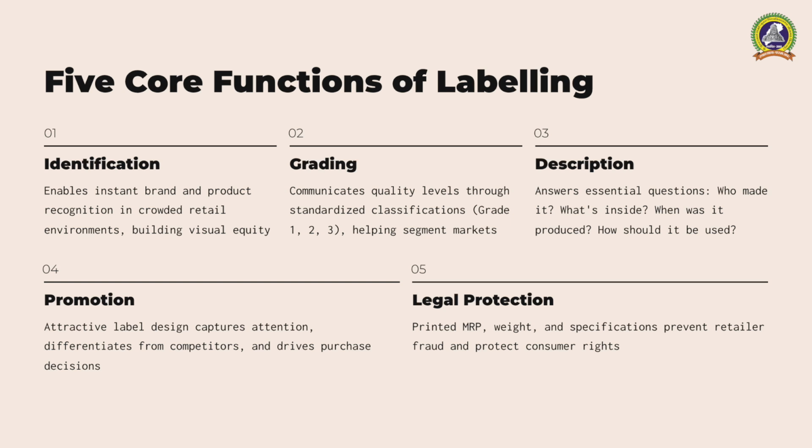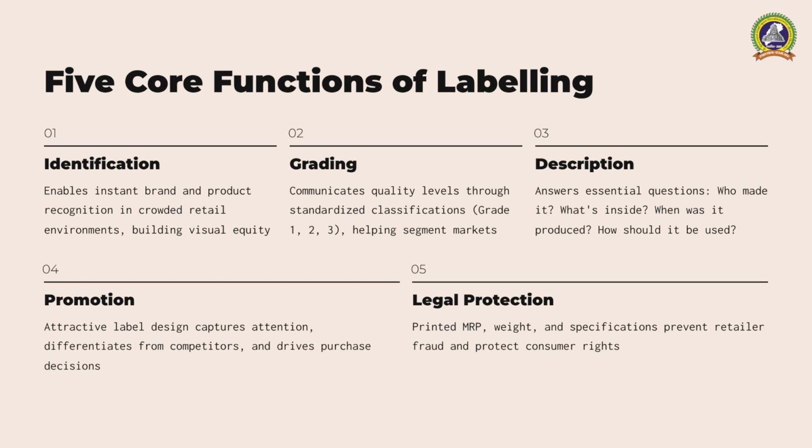Let us break down the importance of labeling into 5 specific marketing functions. First, identification. Labeling identifies the product and the brand. It popularizes the name, making it easy for consumers to spot their preferred item on a crowded shelf. Second, grading. Labeling grades the product. For commodities like wheat, labels express grades such as 1, 2 or 3. This classification helps the consumer understand the quality level they are paying for.